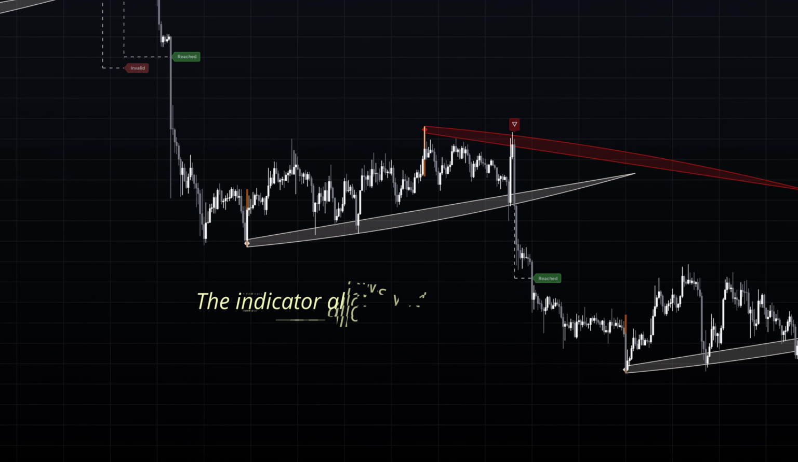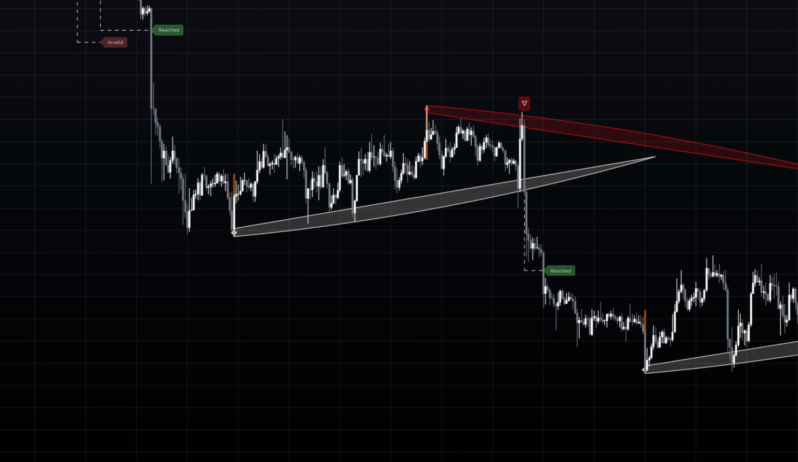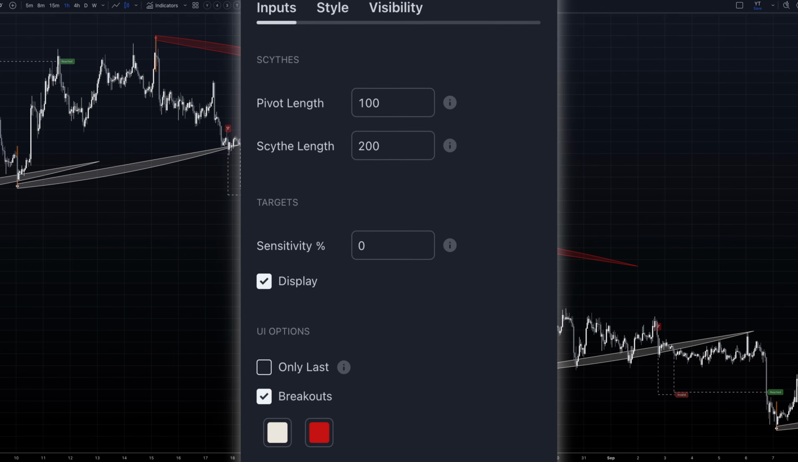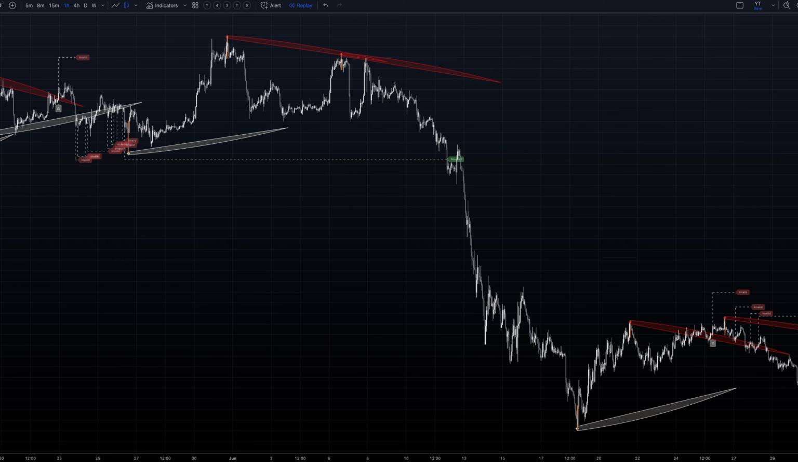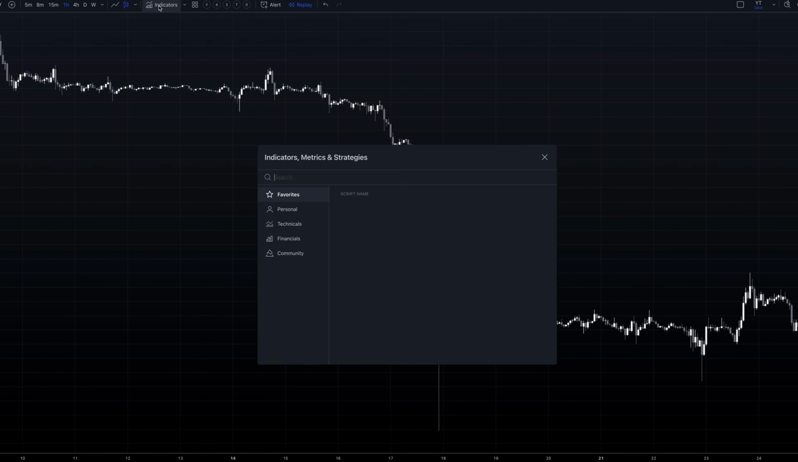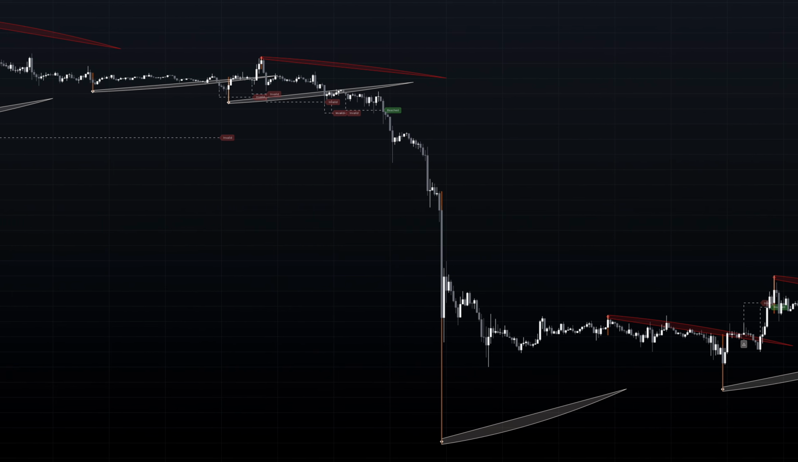But it doesn't stop there. The script also incorporates target detection, helping traders identify realistic profit-taking levels. These targets are calculated using market volatility. You can adjust the pivot length, the length of the scythe's blade, and the sensitivity of the target calculations. Whether you're using it to confirm existing trends, spot breakouts, or define clear targets, Trendline Scythes is designed to enhance your approach to the markets.